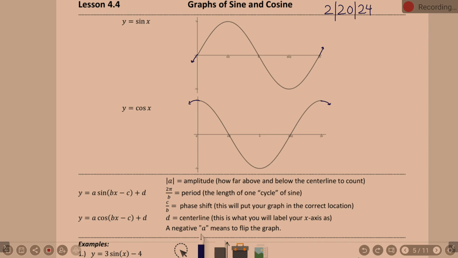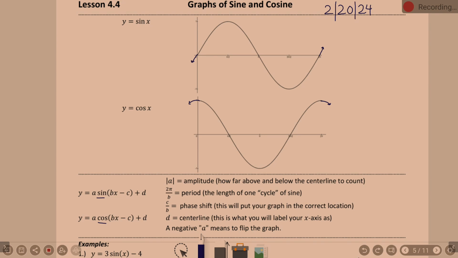So we have some forms here. A times sine of bx minus c plus d, or a times cosine of bx minus c plus d. Identifying whether it's a sine or a cosine graph will tell you what it looks like. Where do we start? Okay.